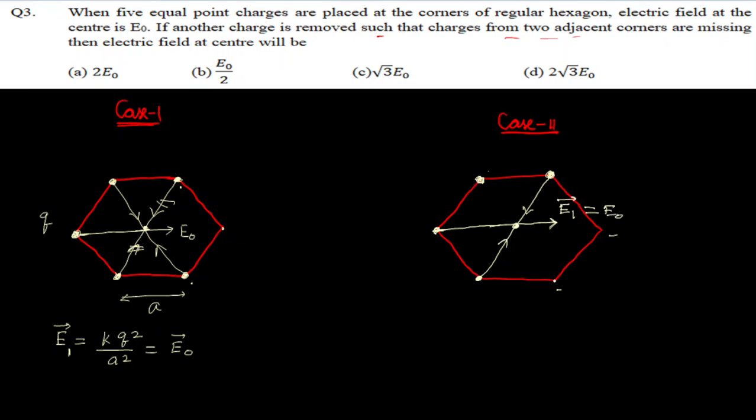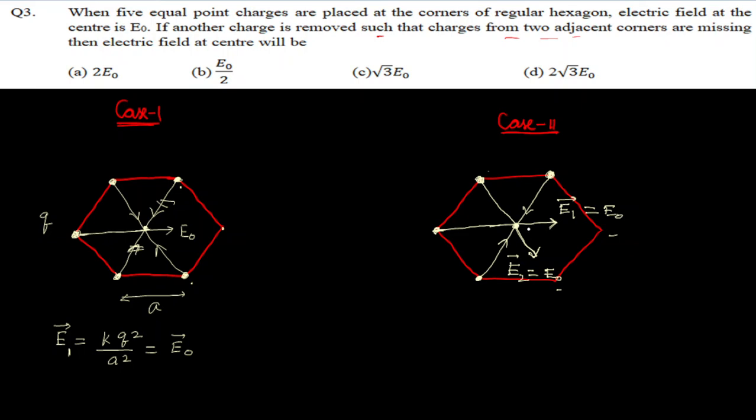And also now since there is no charge, this charge will also create an electric field, and this electric field will be along this direction. Let me write it as E2, and it also has magnitude E naught, and its direction will be along this direction. Okay, so now we have to calculate the net electric field. So we have to add E1 and E2 together, and then calculate the magnitude of the resultant electric field.